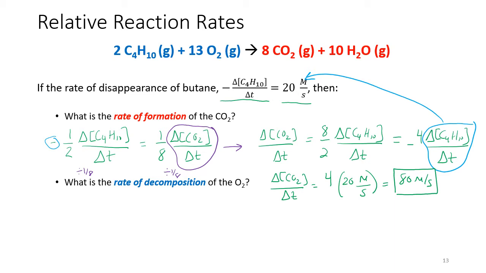What about the rate of decomposition of O2? We're still going to relate that back to our butane. So we would start and say negative 1/2 times concentration of butane divided by delta T will equal negative 1/13 times the change in concentration of oxygen per change in time. Just like before, we want to solve for the rate of the oxygen decomposition in this case. So we'll divide both sides by 1/13.